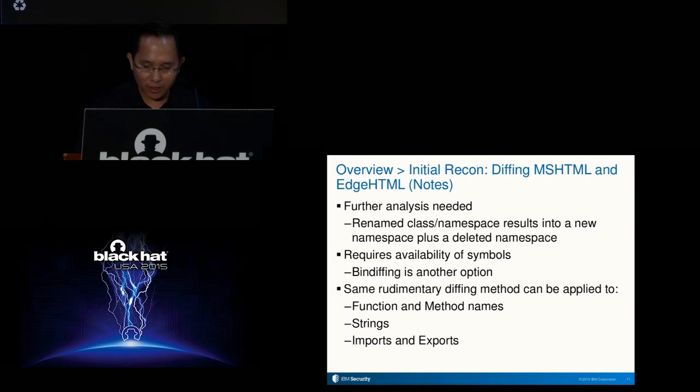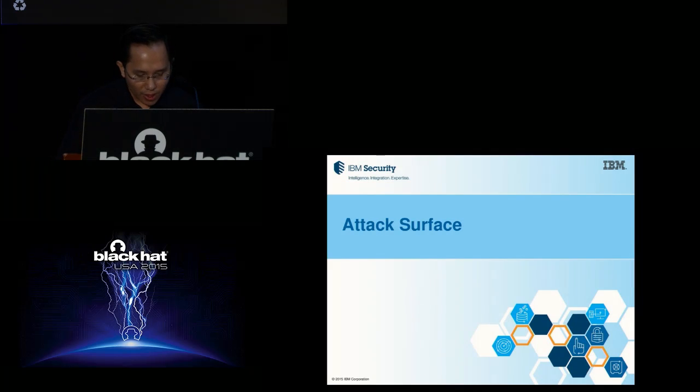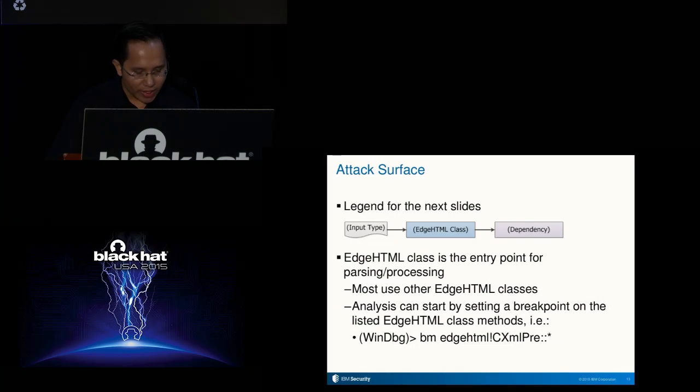So with that, let's move on to the discussion of EdgeHTML's attack surface. In the next slide, you see a diagram like the one you see on the screen. The left side describes the type of input, and the center names the EdgeHTML class that processes the input. And the rightmost side is the library used by the EdgeHTML class to perform the actual parsing of the input type, if applicable.